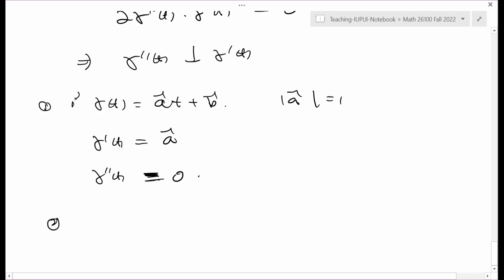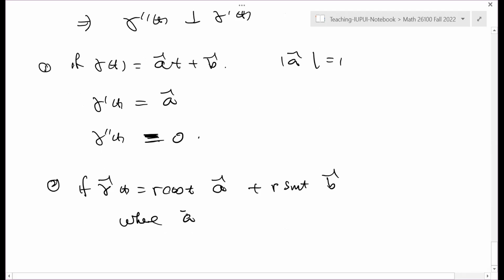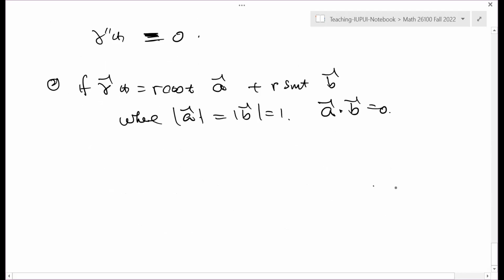The second example is going to be gamma of t equals cosine t of r times a, plus sine t of r times b, where the lengths of a and b equal 1, and a dot b is 0. So that means in the space we have two perpendicular vectors, and this is the circle in the plane spanned by a and b.